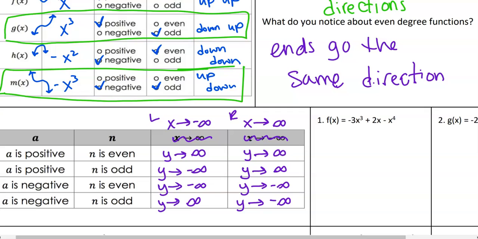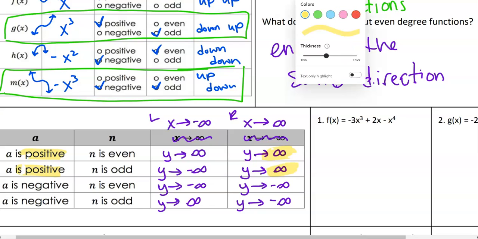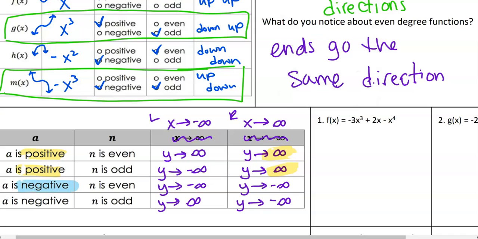The top two are positive, right? Look at the ends. Do you see anything else where they're both positive? Positive, positive, positive, positive, right? There you go, the right side. Here, we have negative and negative. Look at this. Negative, negative.